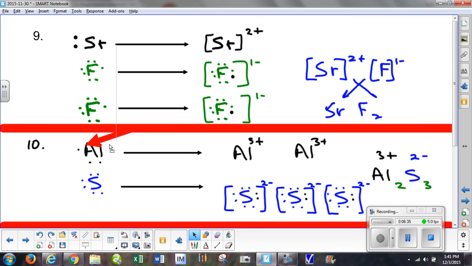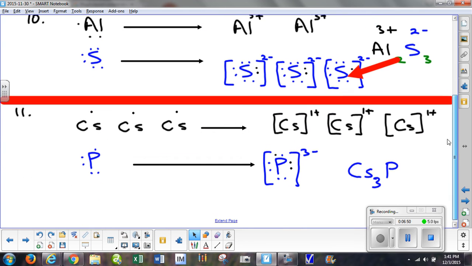And the electrons that came from aluminum are going to the sulfurs. They don't appear out of the atmosphere. They appear when they bond together. Okay? And that's why you're seeing this array of 3 sulfurs.